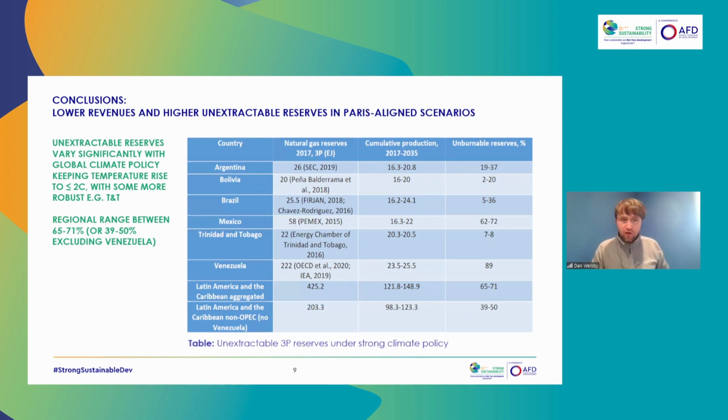And if you include Venezuela in that, then it increases to around 70%. So within the region, there's a very large amount of natural gas which would need to be stranded if the Paris target is to be met. But as I said earlier on, there are quite significant variations between different countries in that level of unextractable or unburnable natural gas.